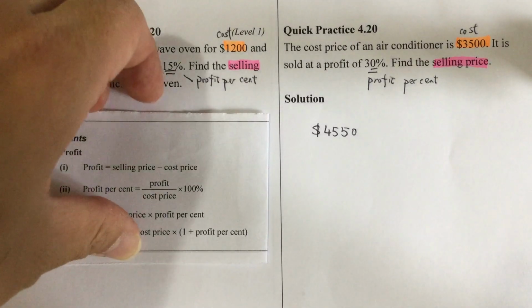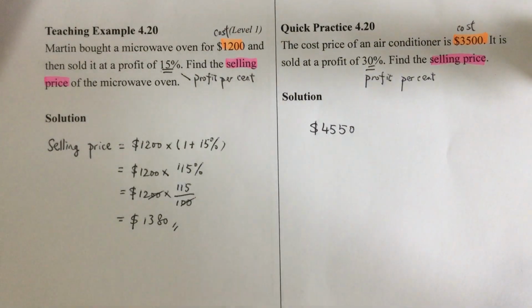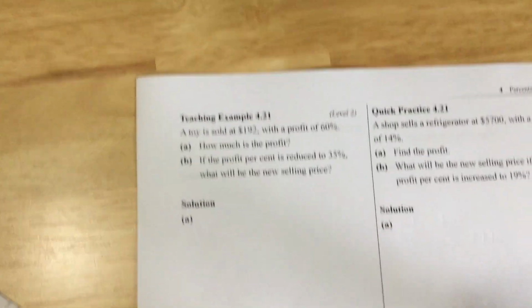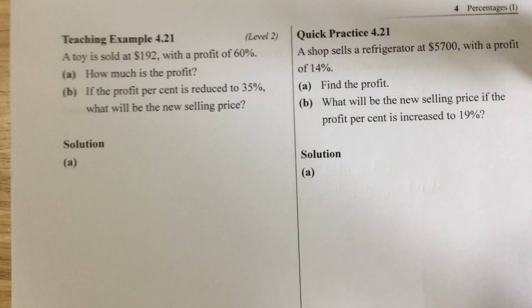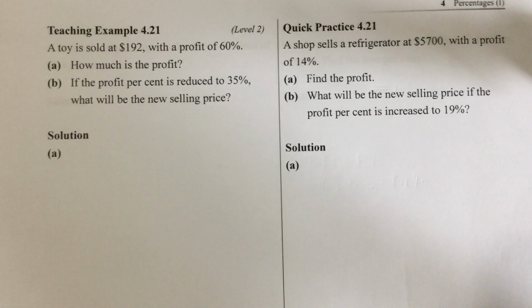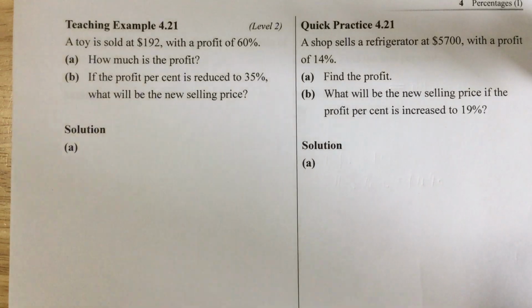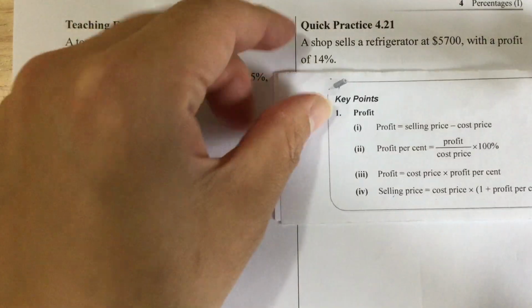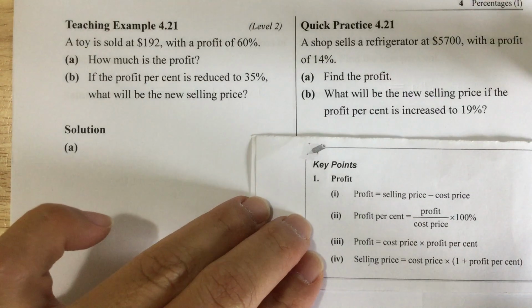Okay, now I will go to teaching example 4.21. We have two things to calculate, but please pay attention to this question. It's not easy to understand. We have the formula first. This is the profit percent formula.